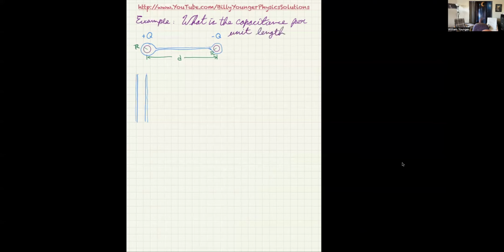So let's go ahead and do it. Our job here is to assume that one of these charges has a value of plus Q. So I'm going to say this one has a charge of plus Q, and this one has a charge of minus Q. And the question is, what is the capacitance per unit length? That's really what we're trying to calculate.